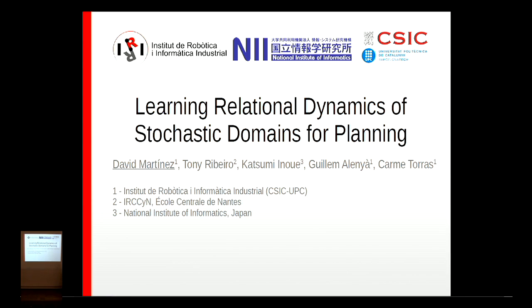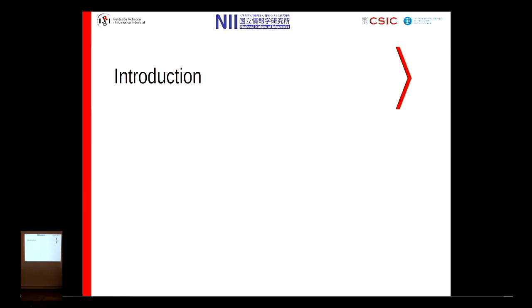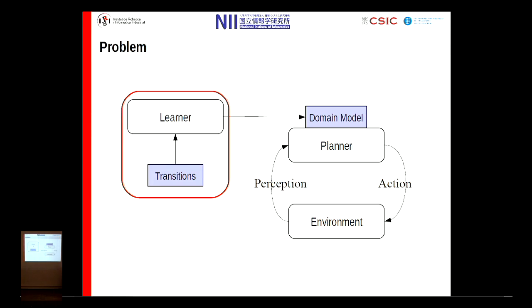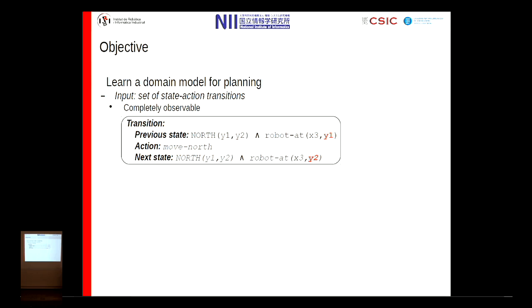Hello, thank you for the introduction. So in this work, we are doing something similar. We want to obtain the domain model for planning, and for that we propose a new learner that will have as input a set of input transitions. So our input will be a set of completely observable transitions, such as this one, with a state, an action, and the state after executing this action.